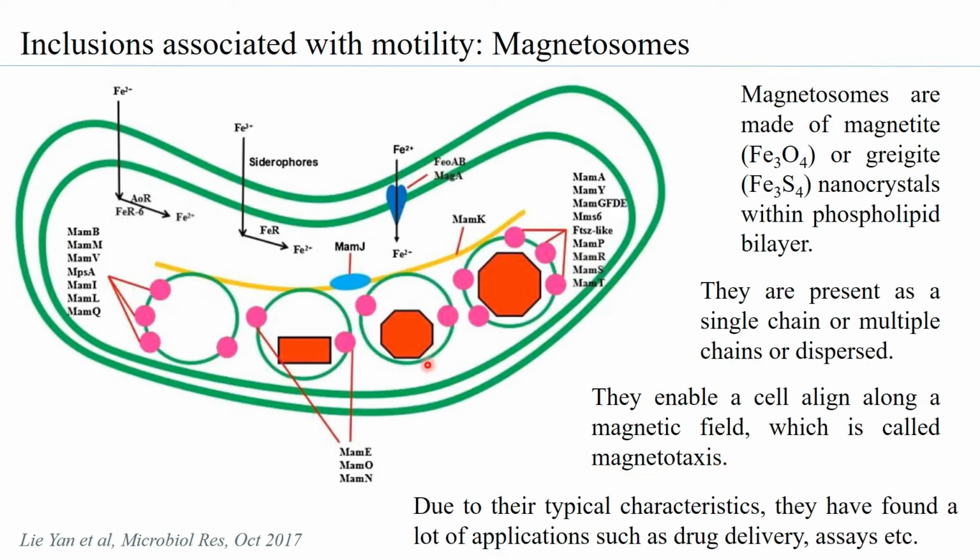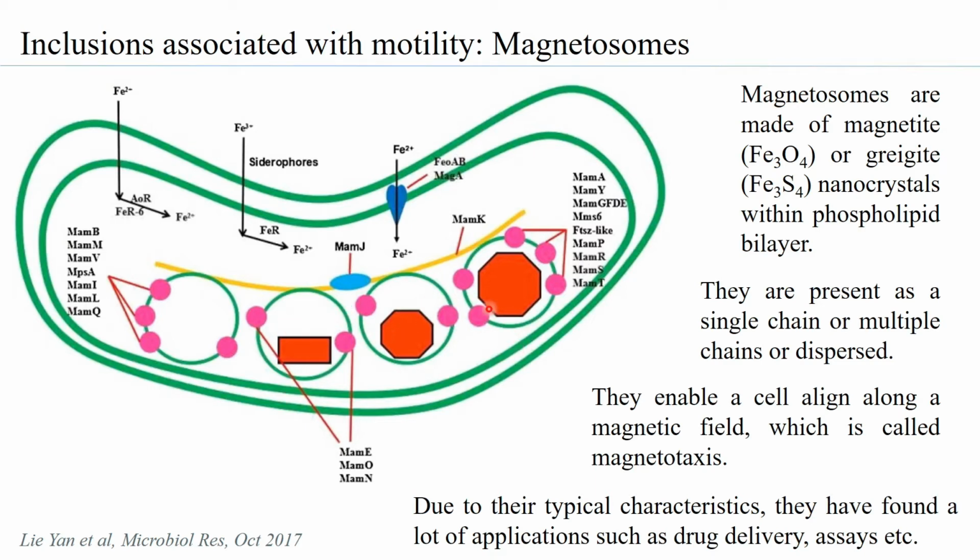So a bacteria is attracted towards a magnetic field. Now, because of this special characteristic, many of these magnetosomes have seen applications in several areas. For example, as drug delivery system, or they are used in bioassays, etc. So they have an applicability also because of this special feature.